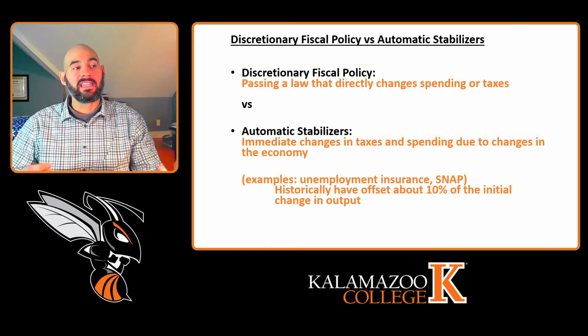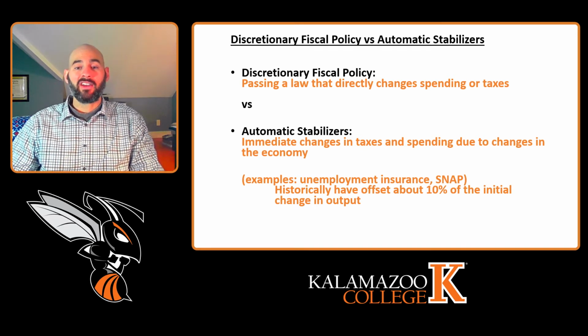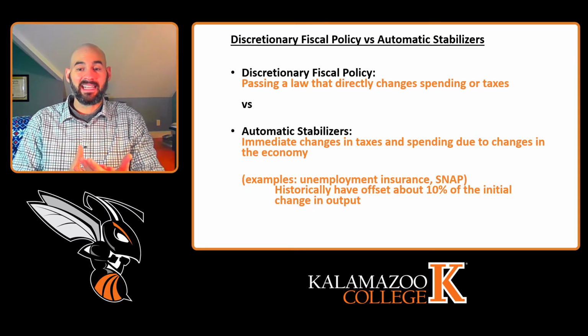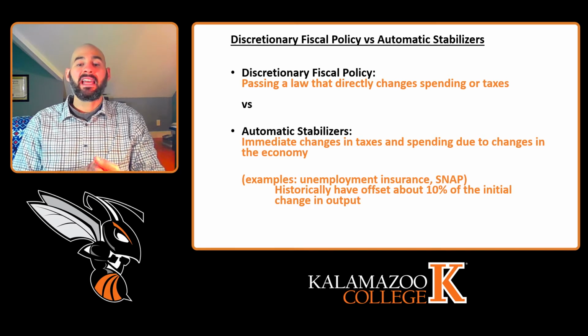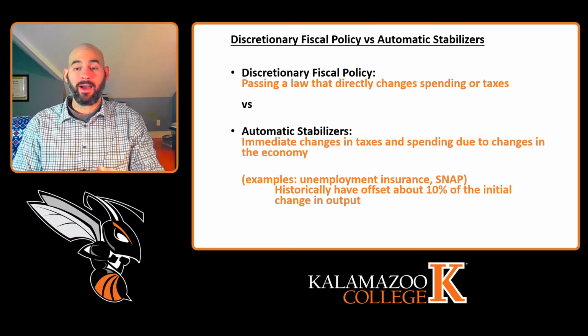when we thought about the effective marginal tax rate, which someone with one child and no other income earner would pay as their income falls below a certain level, or what the benefits they would receive when their income falls below a certain level. And so historically, these automatic stabilizers, these policies which kick in as soon as a threshold is crossed, have offset about 10% of the initial change in output.